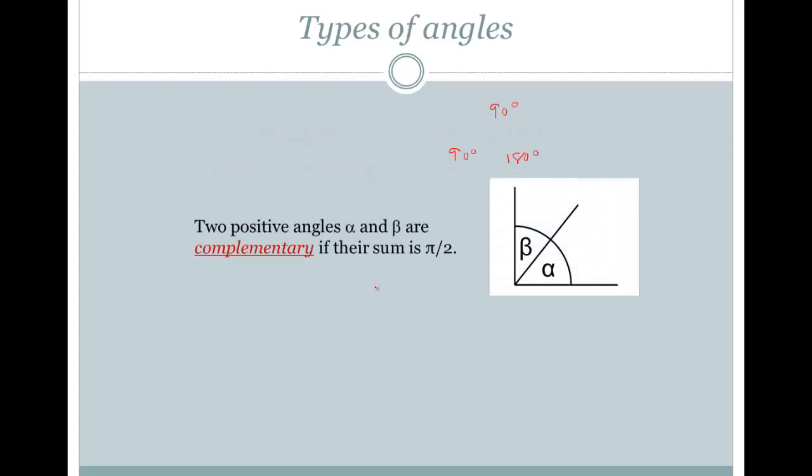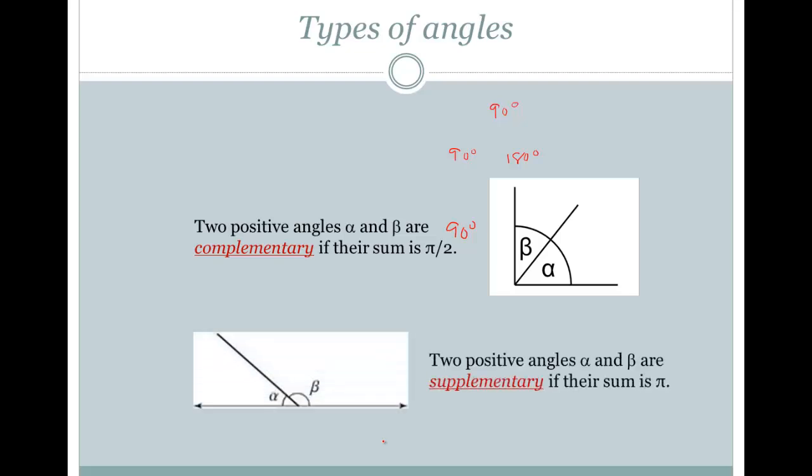Two angles are complementary if their sum is pi over 2 or 90 degrees, and two angles are supplementary if their sum is pi or 180 degrees. Here you can see what the figures look like.